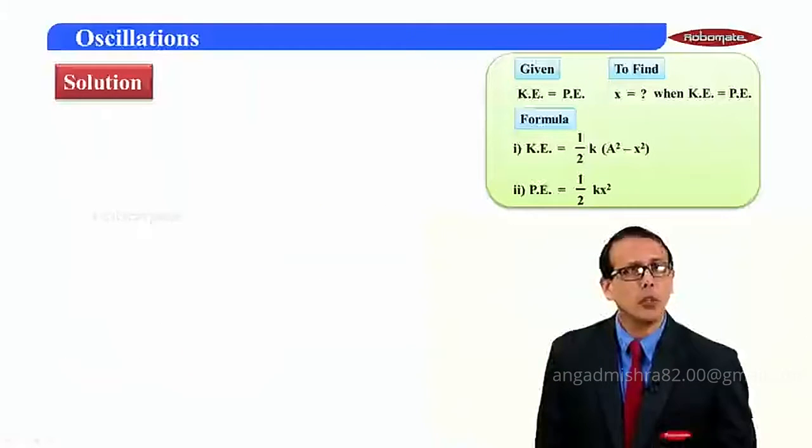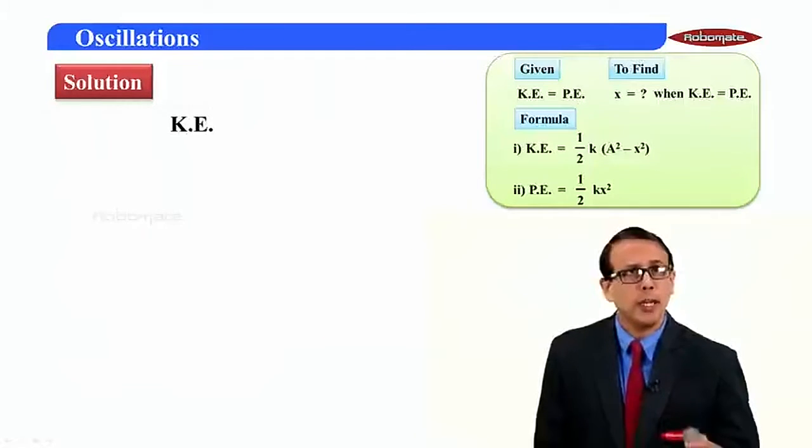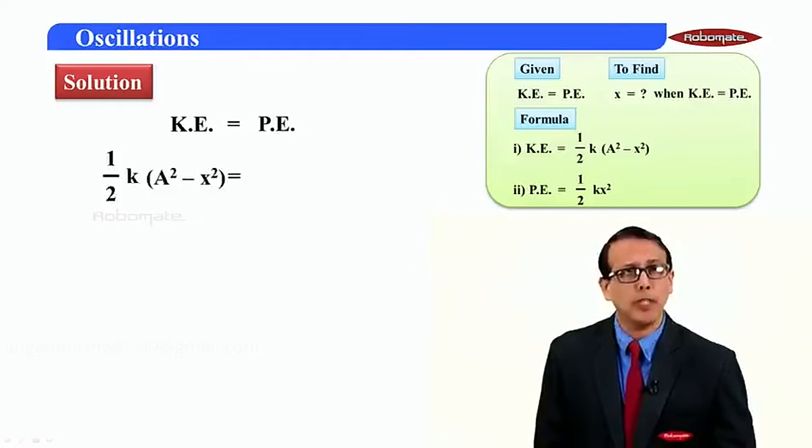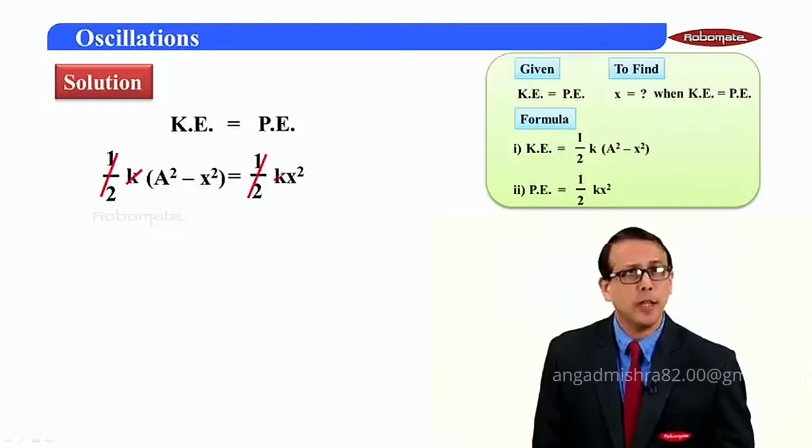Let's start with the solution, students. Solution starts with the given itself. So KE is equal to PE, which is given to us. Let's write the respective formulas on both the sides. That becomes half k (a square minus x square) is half k x square. Let's cancel half and k from both the sides, and therefore the next step becomes a square minus x square is equal to x square.